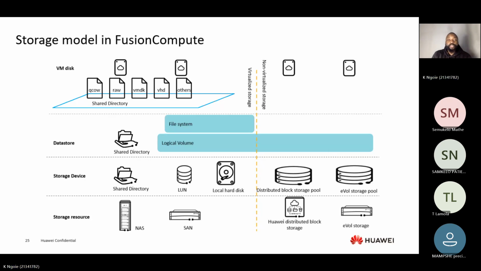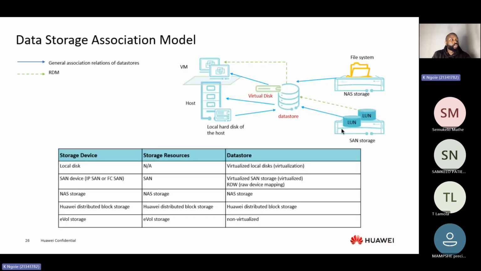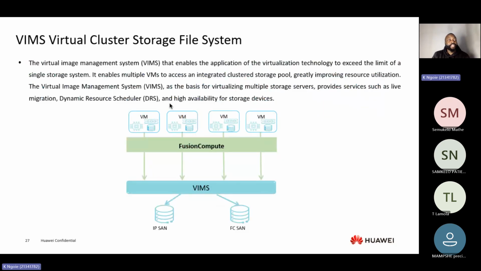All right. So the next one will be the Vim. This is a table showing the data storage association model, the relationship between your storage device, storage resources, and data store. As I've mentioned here, this will support the virtualized mode. The SAN device will also support the virtualized mode, but the Huawei one is non-virtualized. So in terms of the data store, it's going to support the Huawei distributed block storage.